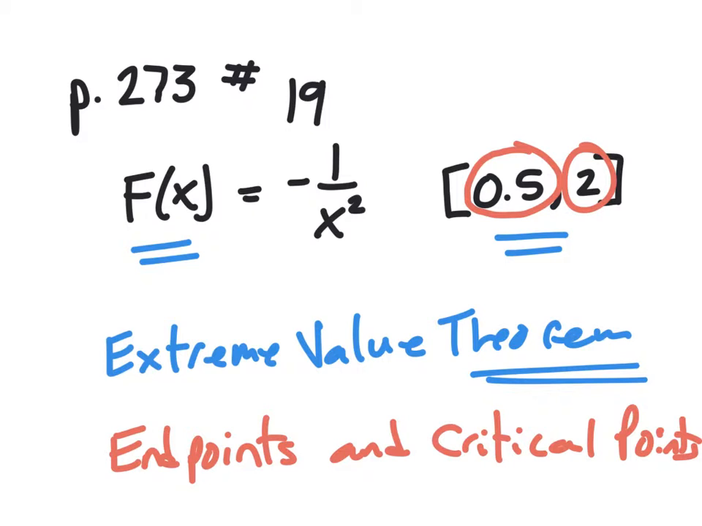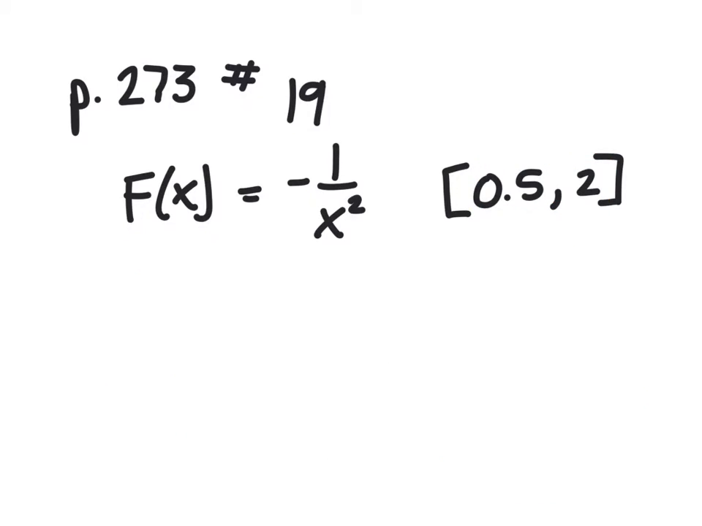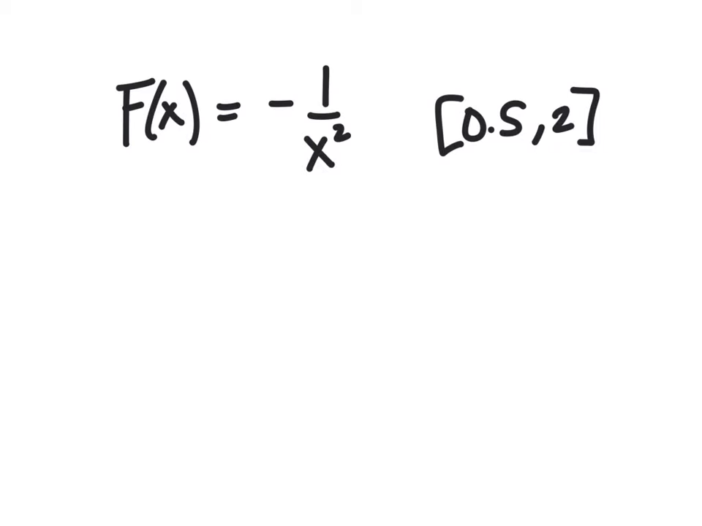The other thing we need to do is find the critical points. And to do that, we have to examine the derivative. So let's get a blank screen and we'll go ahead and do that. So I've rewritten the function and the closed interval here. What we need to do is take a look at what's happening with the derivative.